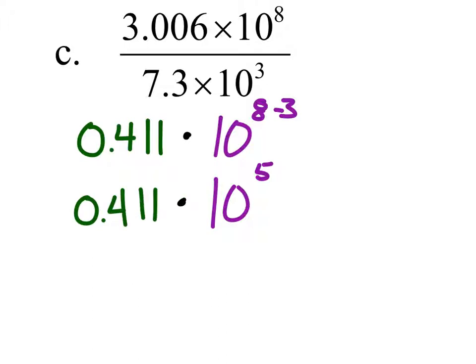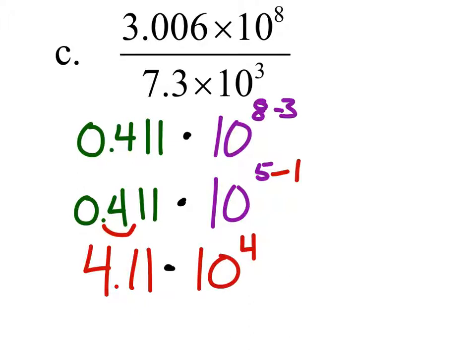But I need to move this decimal to the right one place. So I'm going to make that small decimal bigger, so I got to make my exponent smaller by 1. So this would be 4.11 times 10 to the power of 4 now. And that is the answer.